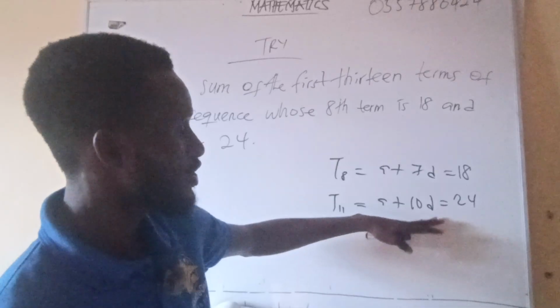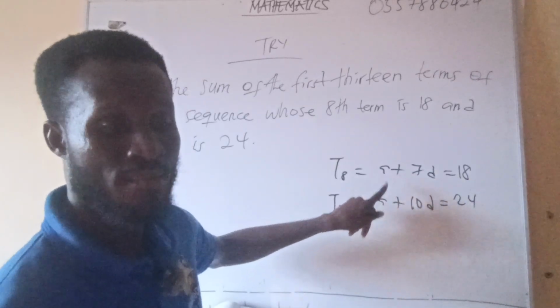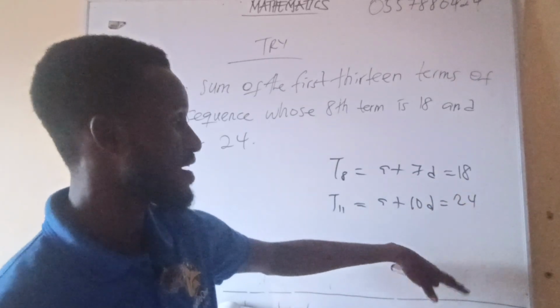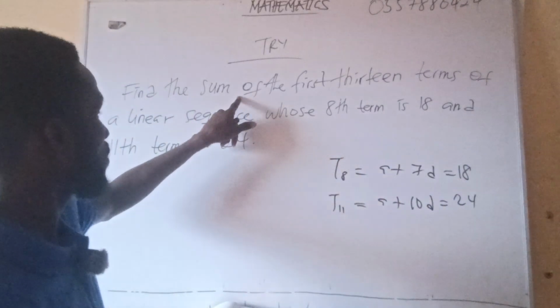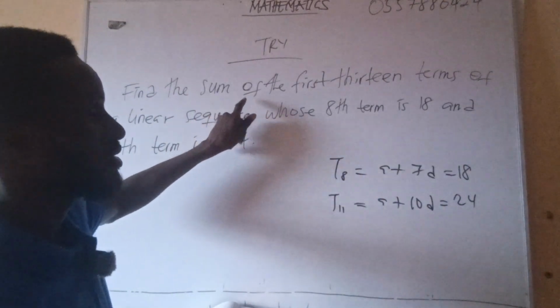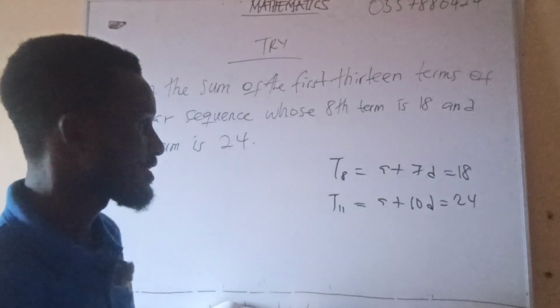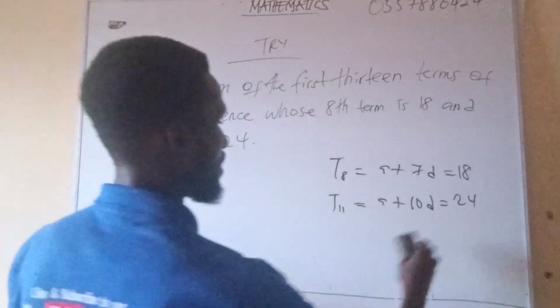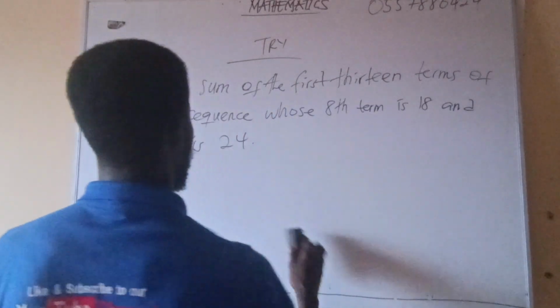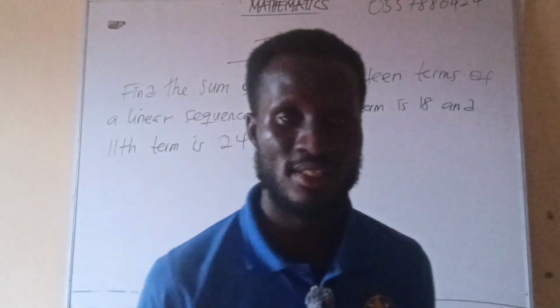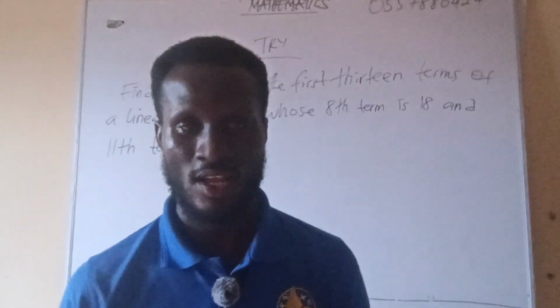Yes. After getting your first term a and then your common difference d, you use what? The formula to find the sum of the 13 terms. So this one is so simple. Do it simply and give me the answer in the comment section.